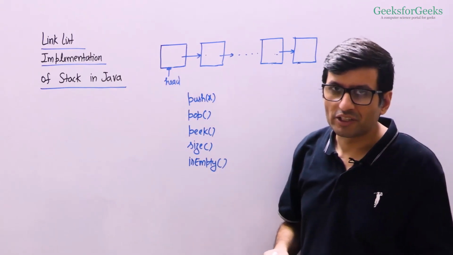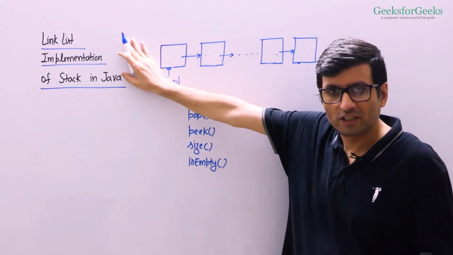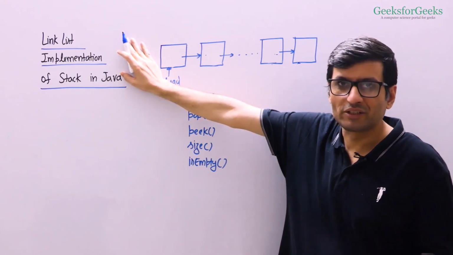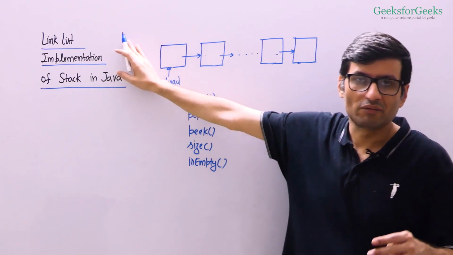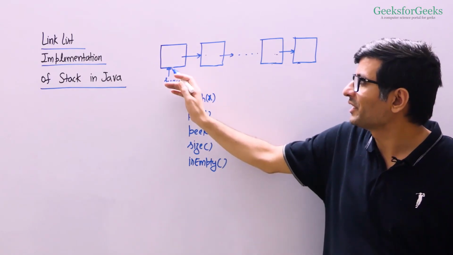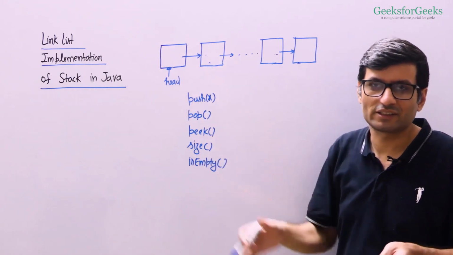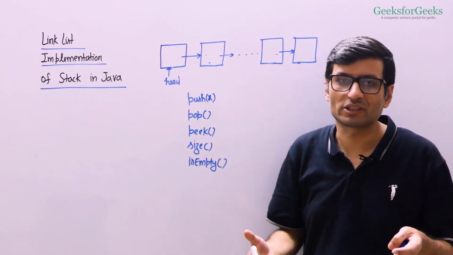When you want to push an item, you simply need to create a new node, right? And you need to make the new node's next equal to current head and head equal to the new node, that's all. When you want to pop an item, you simply need to change head to head next. It's as simple as that, and all these are constant operations.